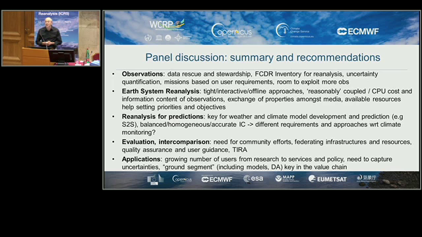So regarding observations, Jörg pointed out the importance of data rescue and data stewardship, the importance of fundamental climate data records, and the point was also made this morning that climate data records can also be used to verify the reanalysis. Uncertainty quantification feeds directly into the data assimilation stream of reanalysis, so this is also fundamental to characterize that.